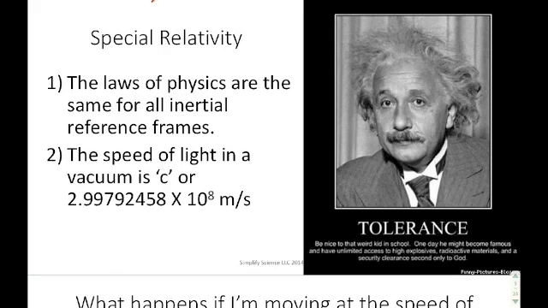Okay, the second postulate is the speed of light in a vacuum is c, or 2.99792458 times 10 to the 8th meters per second. In other words, the speed of light is a defined constant value. Okay, those are the two postulates. Those are the things that we're saying. Special relativity is true if these two things are true. Now, these two things have been proven true, and so we can go on from there.